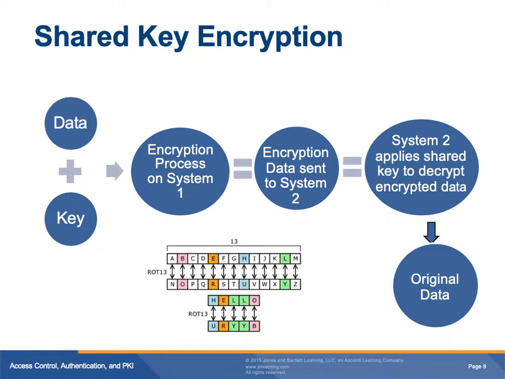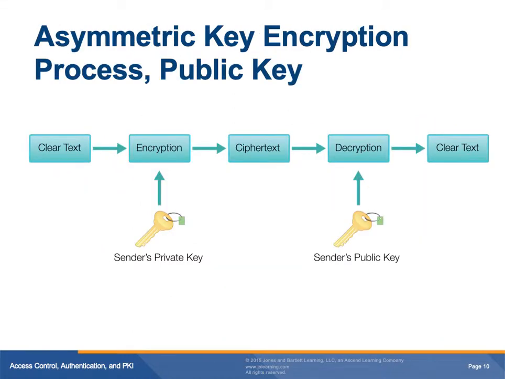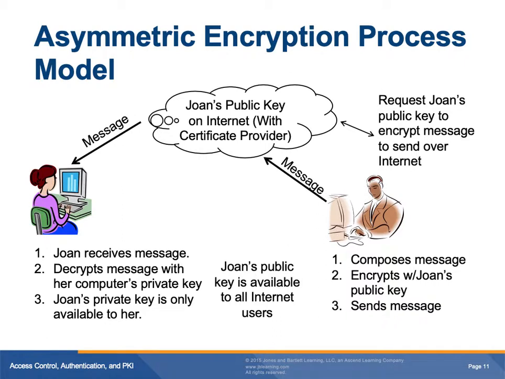So review that. Asymmetric key, asymmetric being different keys on both sides. The sender has a private key, and a public key that the receiver has is used to decrypt. The asymmetric encryption process model is noted on this slide, and you'll see the steps that Joan on the left-hand side takes, and on the other side, that could be Bob.